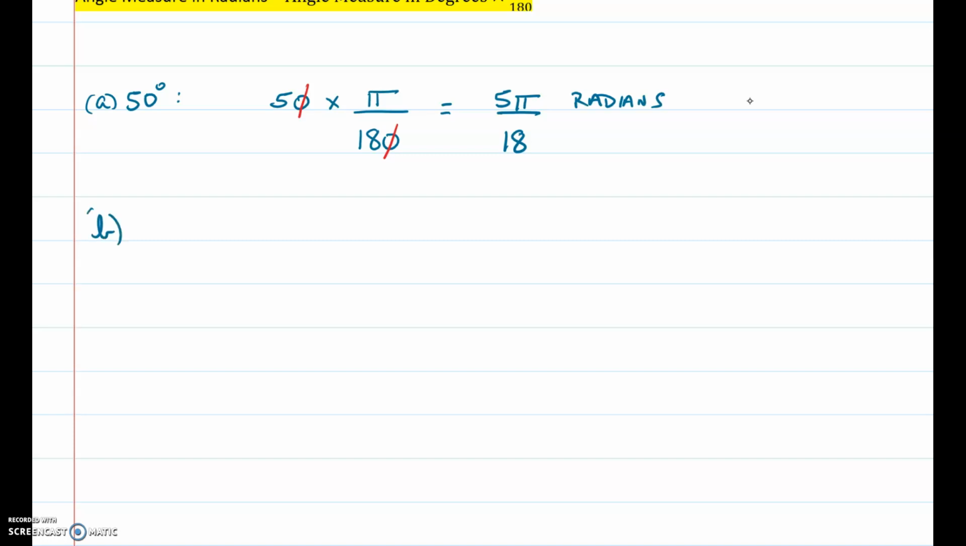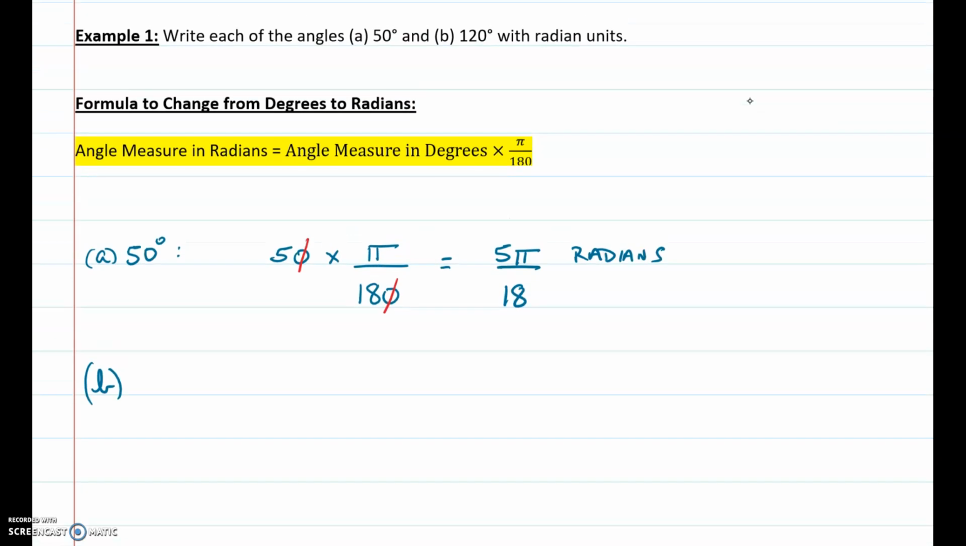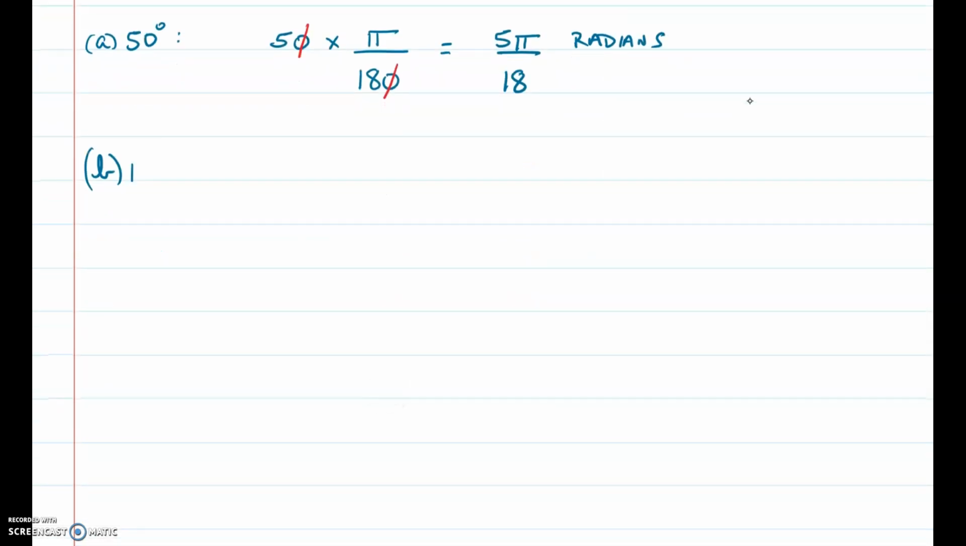Okay, so B, the second one was 120 degrees. So if we go with 120 degrees, that's 120 multiplied by pi over 180. Okay, and again, zeros will cancel. It's lovely to be able to cancel zeros. So that gives you 12 pi over 18.